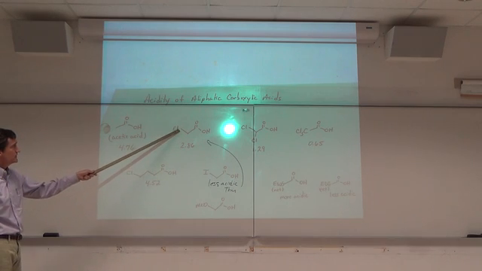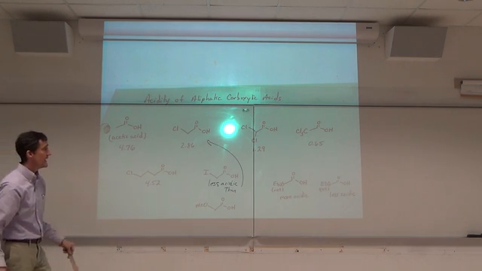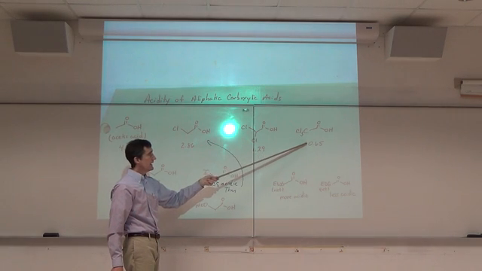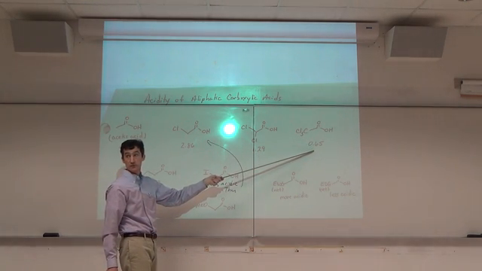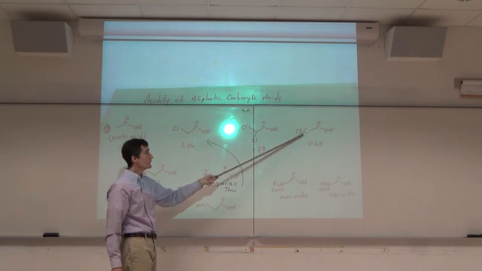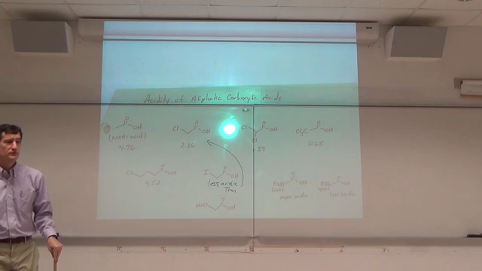Which halogen is going to give you the greatest effect? Chlorine. Fluorine. And actually, trifluoroacetic acid has a pKa of less than 0. Okay? And trifluoroacetic acid is a pretty strong acid.